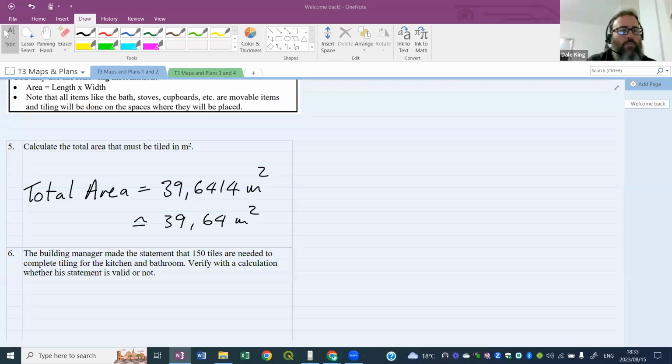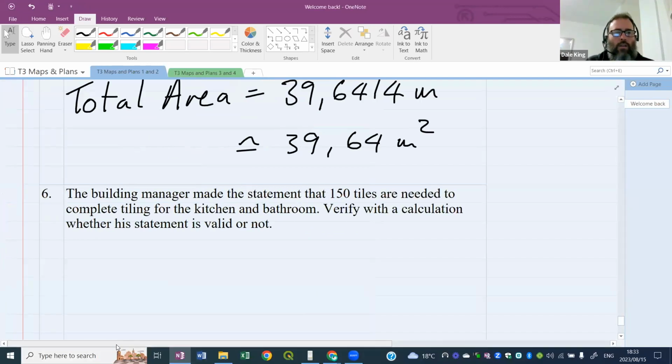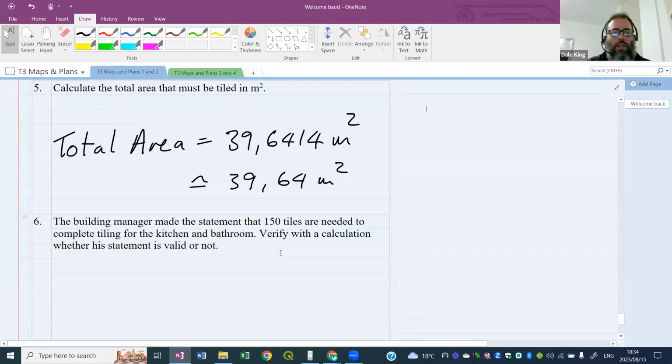Question number 6. Here we go. The building manager made the statement that 150 tiles are needed to complete tiling for the kitchen and the bathroom. Verify with the calculation whether his statement is valid or not. Is 150 tiles needed for this job? Remember, we're doing the kitchen and the bathroom, and that area we worked out is over here. Do we need 150 tiles? How do we work this out?